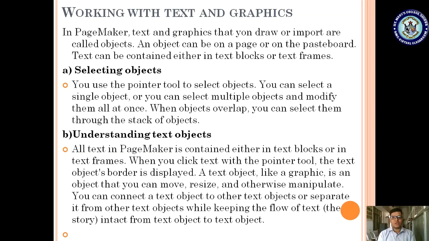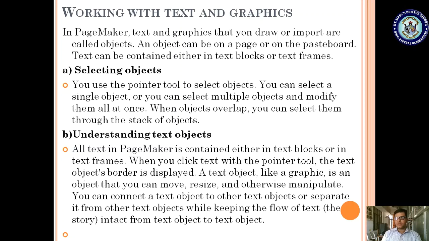A text object, like a graphic, is an object that you can move, resize and otherwise manipulate. So it is just like your graphics. You can select, move and resize it, and also do various other work. You can connect a text object to another text object or separate it from text objects while keeping the flow of text. So it is also possible to connect one text object with another, and also to separate it, keeping the flow of text intact from one text object to the other.